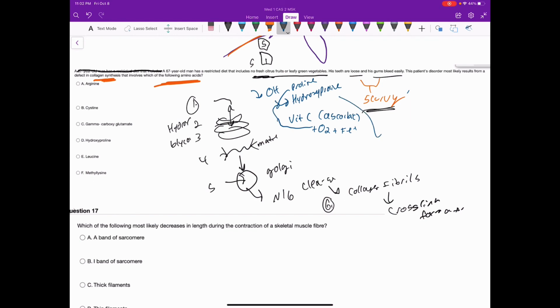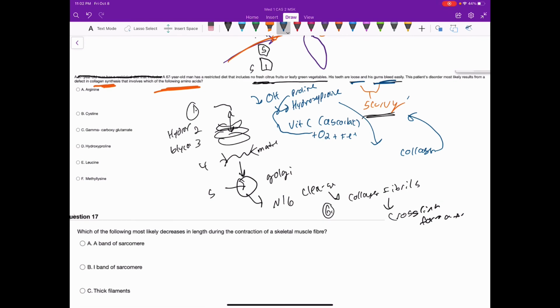If you don't have vitamin C or ascorbic acid, you can't form hydroxyproline. If you can't form that, you're going to have a collagen deficiency, and it's going to lead to scurvy. This scurvy is loose teeth and gums bleed. But what is it asking for? The defect in collagen synthesis involves what amino acid? Well, we said we need hydroxyproline, so if we can't make hydroxyproline, we're going to have a deficiency in this amino acid. So hydroxyproline is going to be your answer.